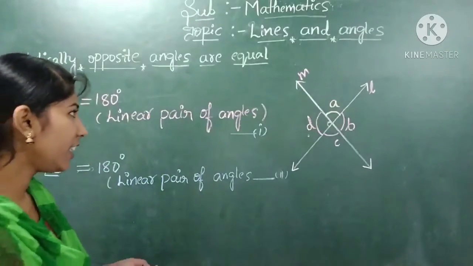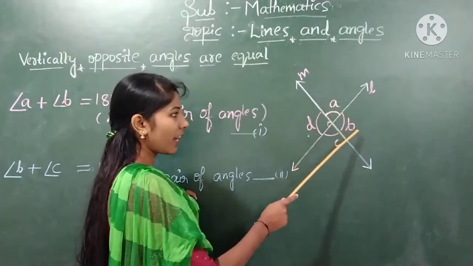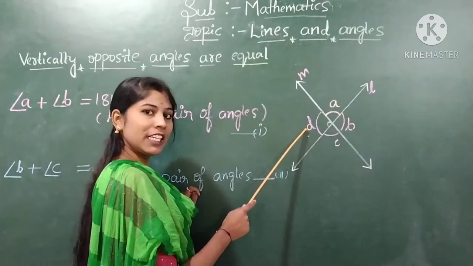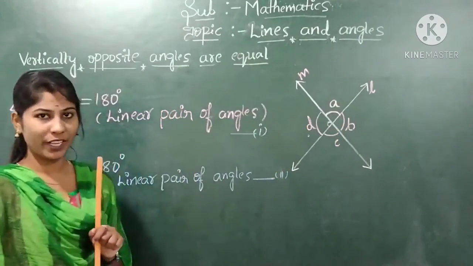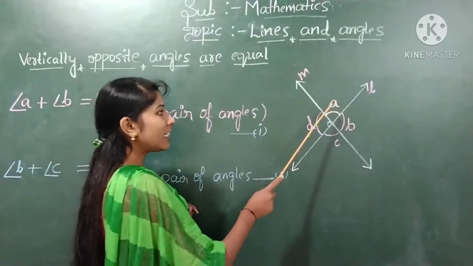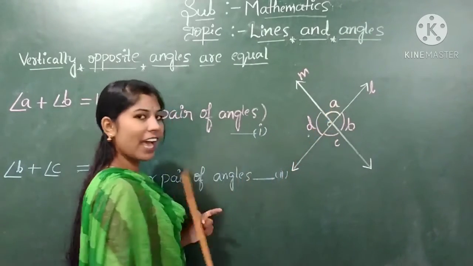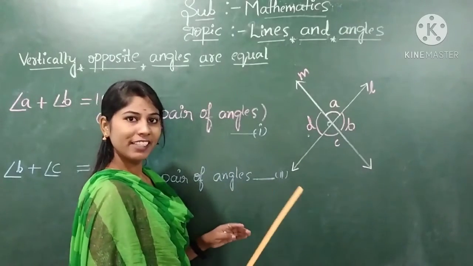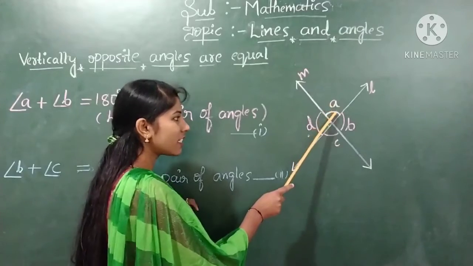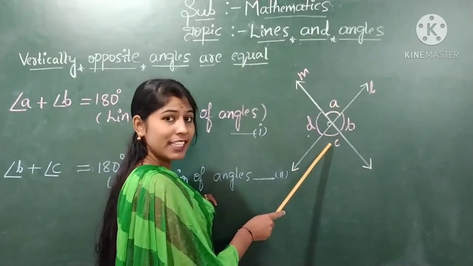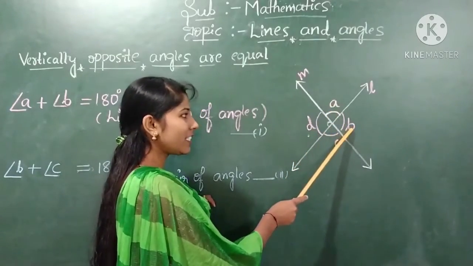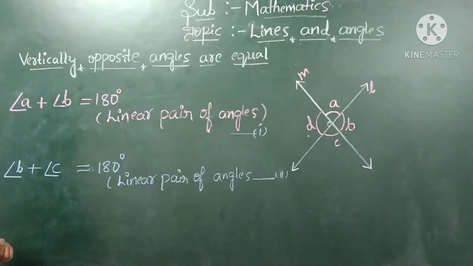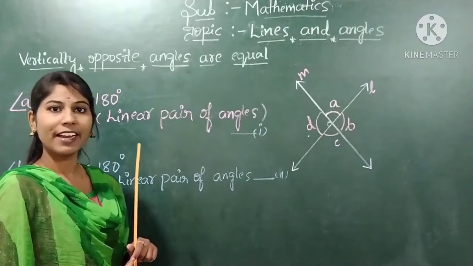You can see here, this is angle A and this is angle B and this is angle C and this is angle D. What we have to prove today? We have to prove that vertically opposite angles are equal. What are the vertically opposite angles here? Angle A is opposite to angle C. Angle B is opposite to angle D. So let us prove this by using some geometrical ideas.